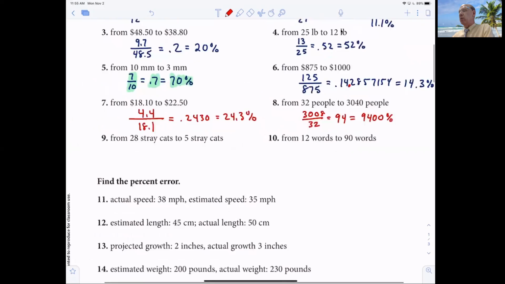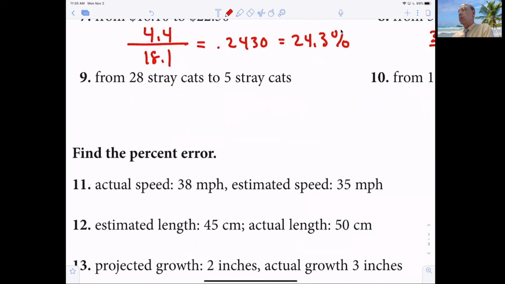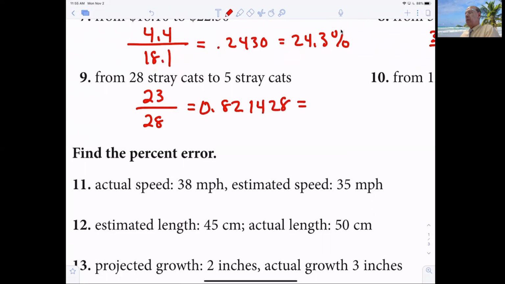All right, number 9, go. Luca. Exactly. Keep going. 8 to what? Okay, so we're good. So now what percentage is that? 82 what? 82 point what? Yes. All right. Anybody have any issues? All right, Cole, you're up.